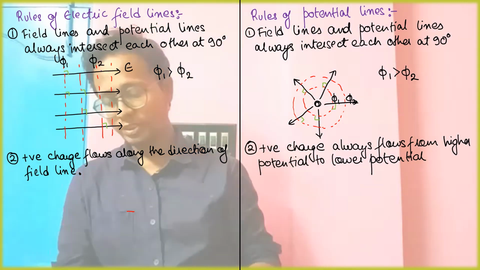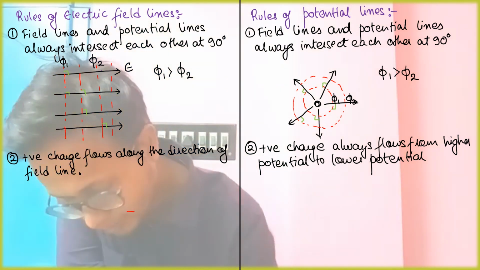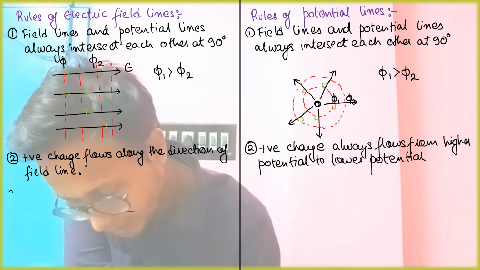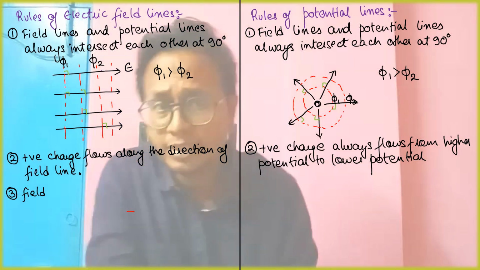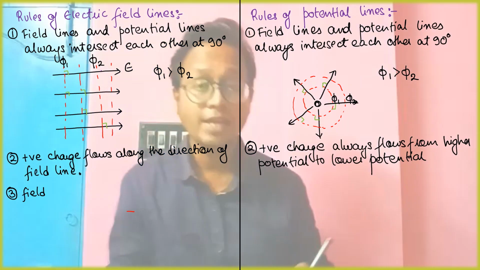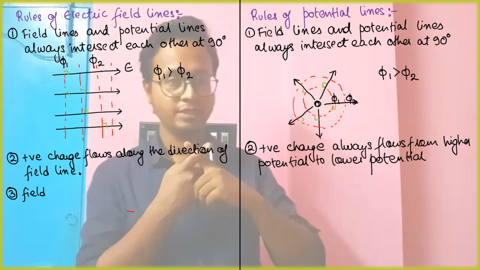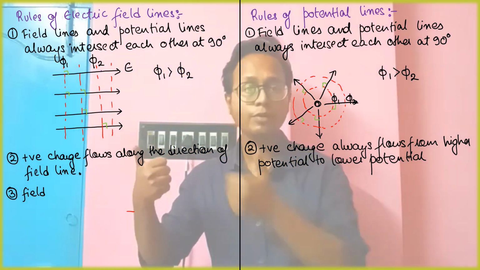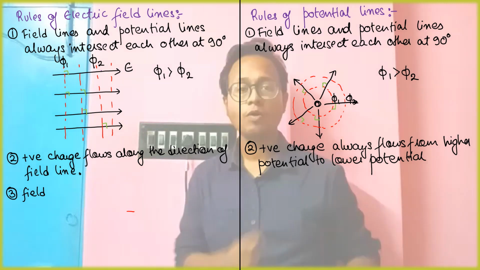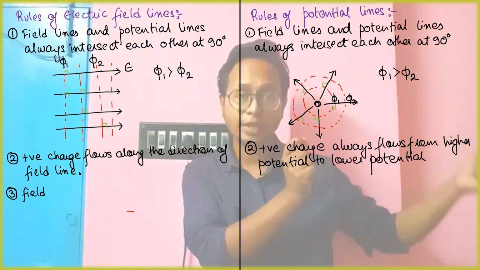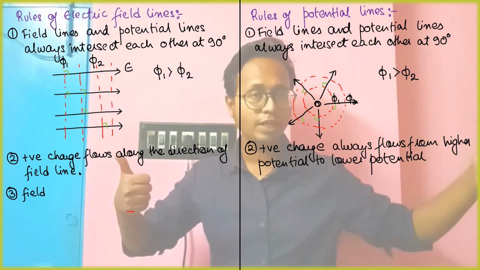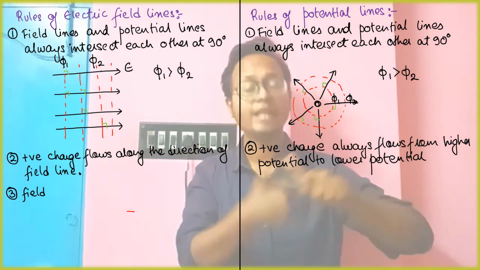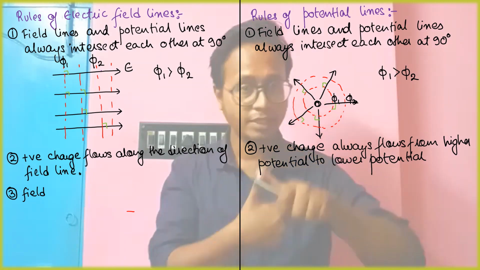Now the third rule is field lines will never intersect each other. Potential lines also never intersect each other. But field lines and potential lines can intersect each other. One field line will never intersect with another field line. One potential line will never intersect with another potential line. But one electric field line and one potential line can always intersect each other, and they should intersect each other. Understood?